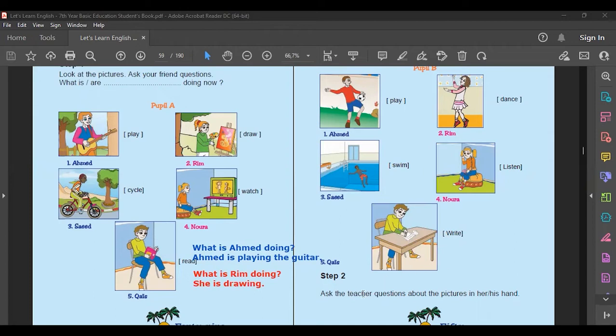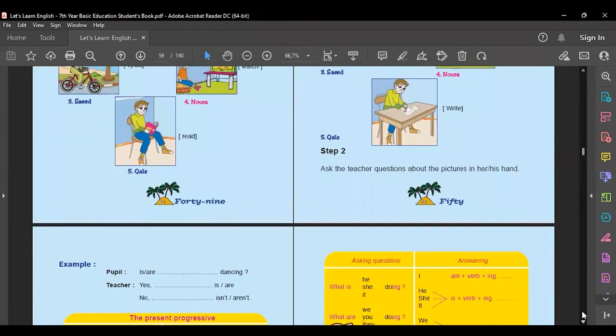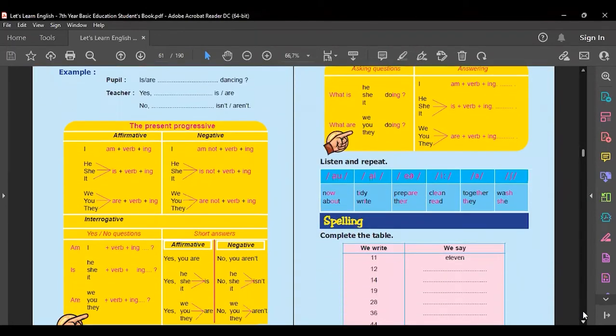Okay? So ask the teacher questions about the picture in her or his hand. The teacher will give you the picture in his hand and you will ask as we said: what is Ahmed doing? What is Saeed doing? What is Reem doing? So this is it. Understood? We say what plus is or are plus the subject, which here is Ahmed or Reem or Saeed or Noura etc., plus verb plus ing. Okay, I expect you to do all of these with their questions and answers, and put them in the comments below. Okay, I will wait for you.